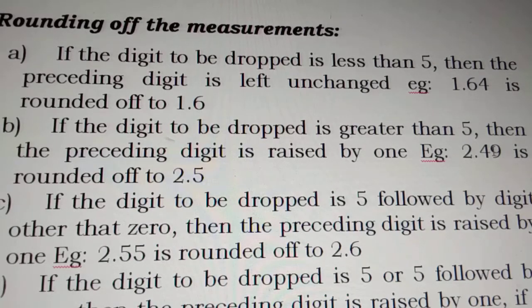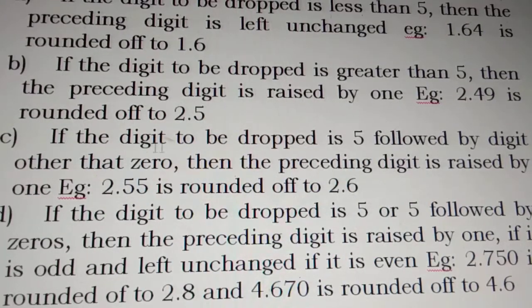In the same manner, if the digit dropped is greater than 5, 2.49 is there, 9 is the last digit after the decimal place. We can round off to 2.5. In the same manner, if the digit dropped is 5 followed by a digit other than 0, then the preceding digit is raised by 1. 2.55: the last digit is 5 here, so it becomes 2.6.